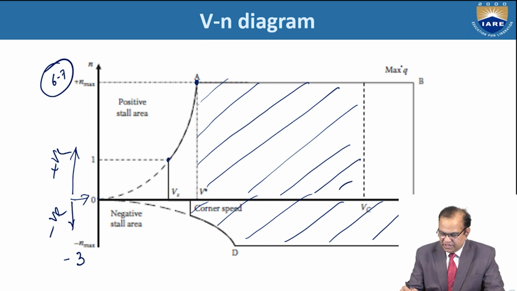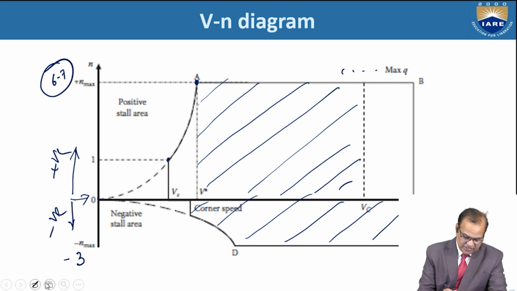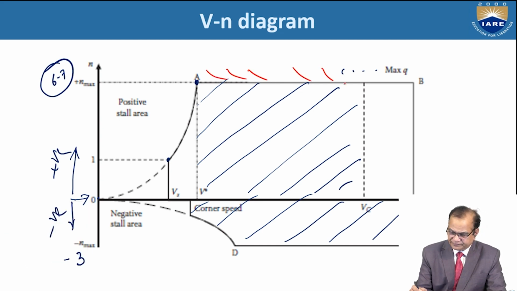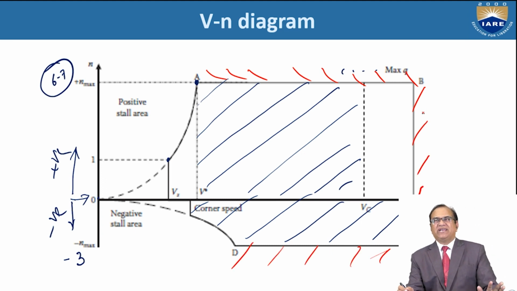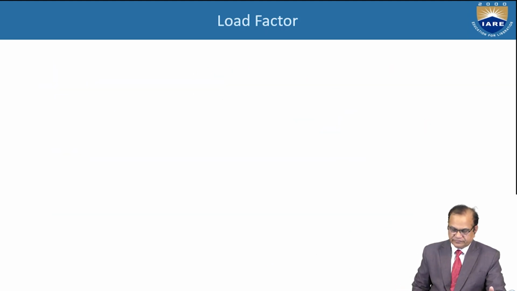It is a maximum Q, which means Q is equal to half rho V squared. The velocity and the dynamic pressure are very high in this zone. So if I mark here, this is the red zone. This area is prohibited. Your aircraft should not fly in this zone.